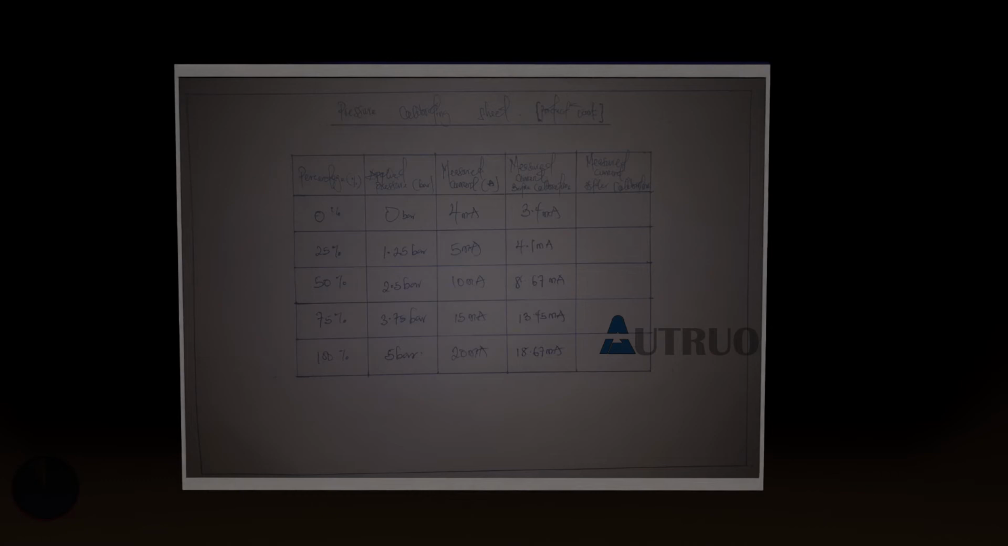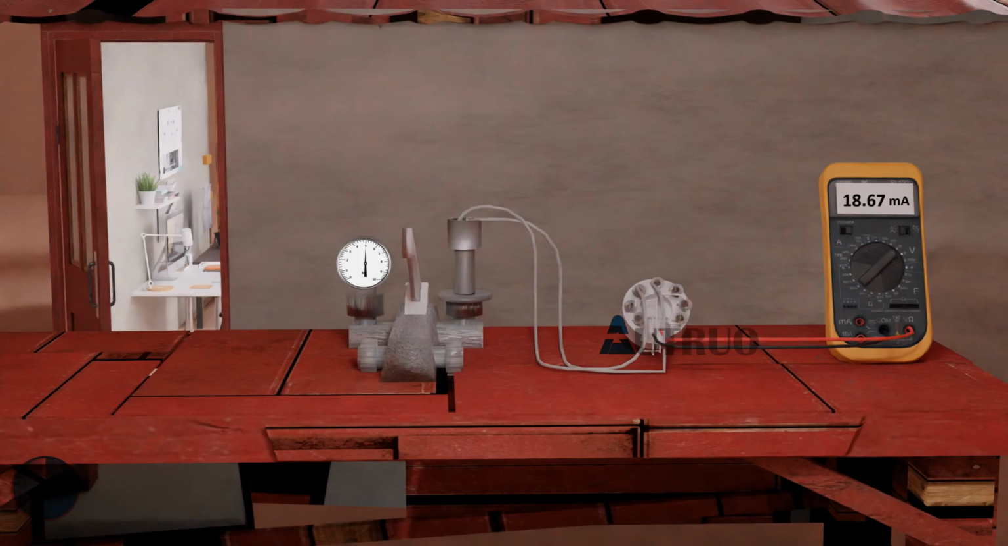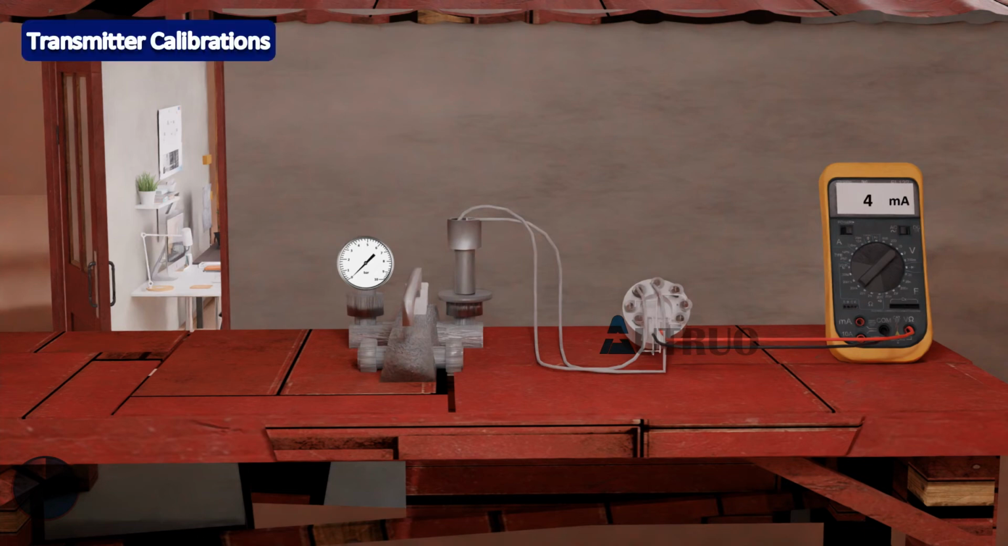From the data gotten, the transmitter will now need to be recalibrated. We will be starting with the lower limit. At 0 bar, we will vary the current until it levels at 4 mA. For the upper limit, which is at 5 bar, we will vary the current until it levels up from 18.67 mA to 20 mA.